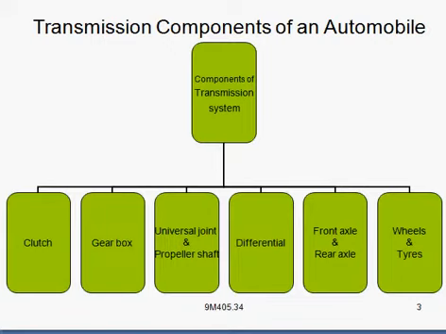In the last class, we discussed what an automobile is and what the different parts of an automobile are. The transmission system is one of the main components of an automobile, which ensures the transmission of power or rotary motion from the engine to the wheels. There are many components in this transmission system: clutch, gearbox, universal joint, propeller shaft, differential, front axle and rear axle, and finally the wheels and tires. These are arranged in this particular sequence only.